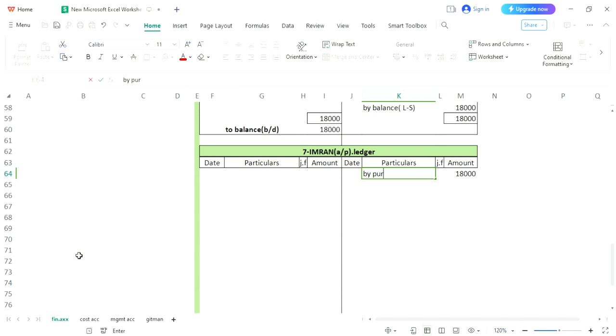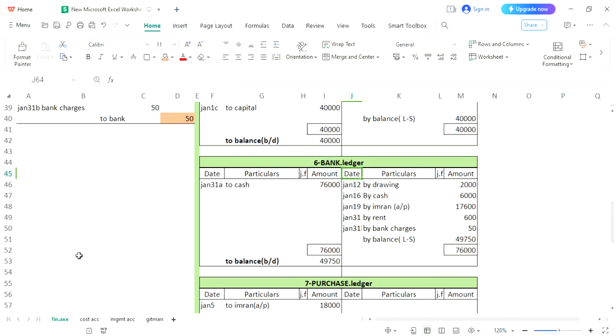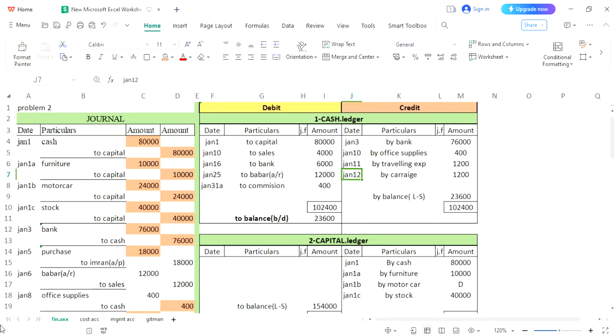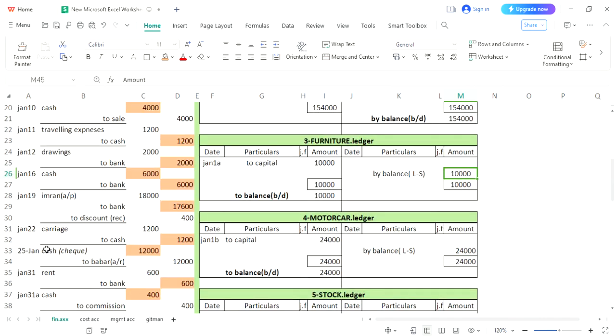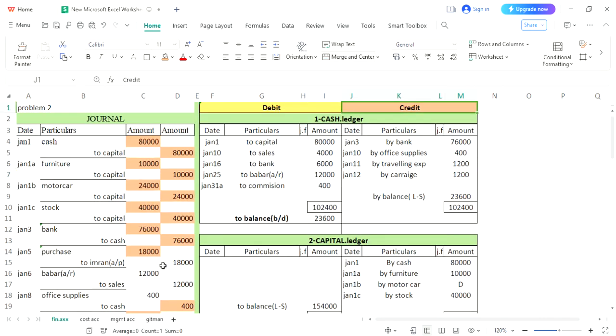Write down by purchase. It's time to see the date of 18,000. Here the entry has arrived, 18,000. Date is January 5. Put the date over here. January 5. Date is written, reference written, amount is written. It means 18,000 is completed. As posting of 18,000 is completed, you can mark it as done. It's not the end. We will see if Imran is present elsewhere.